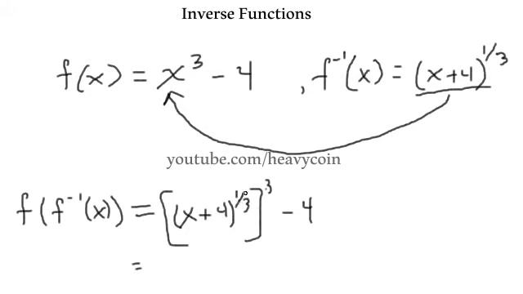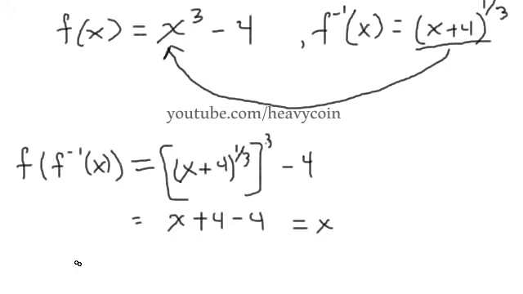So we multiply exponents, so 1/3 times 3 is 1, so we're just left with x plus 4. And then minus 4, and as you can see, that's all going to reduce down to x. Alright, so looking good so far. Now what we're going to want to do is do f inverse of f of x.